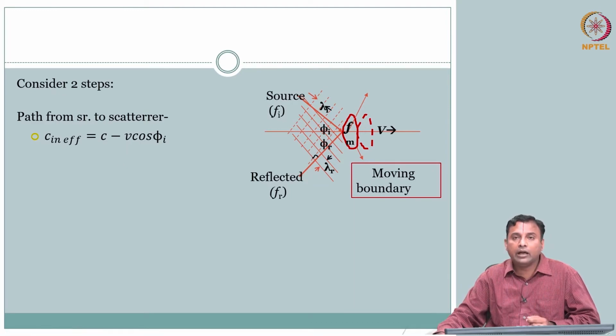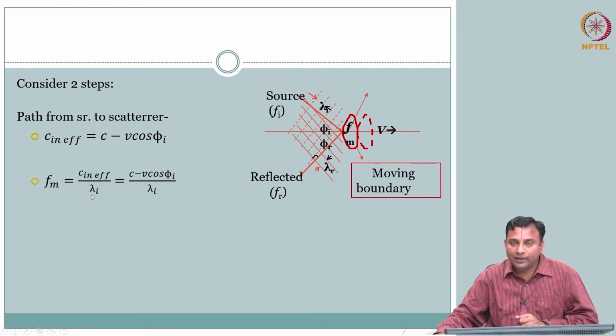Okay, c in is one idea, but what is the relationship between c, lambda and f? This is what we are going to exploit. So what would be your frequency in the medium, your intermediate frequency, the frequency with which these phase fronts are hitting the object? The frequency will be c by lambda. In this case, it is c in effective by lambda I, for the incoming waves.